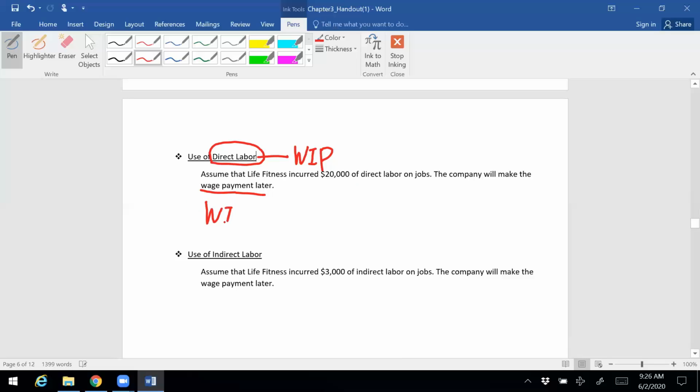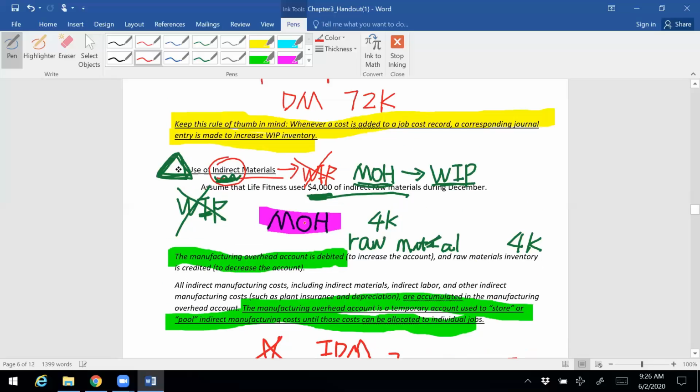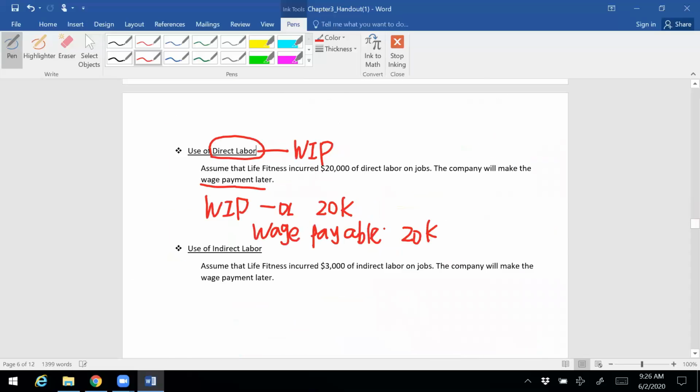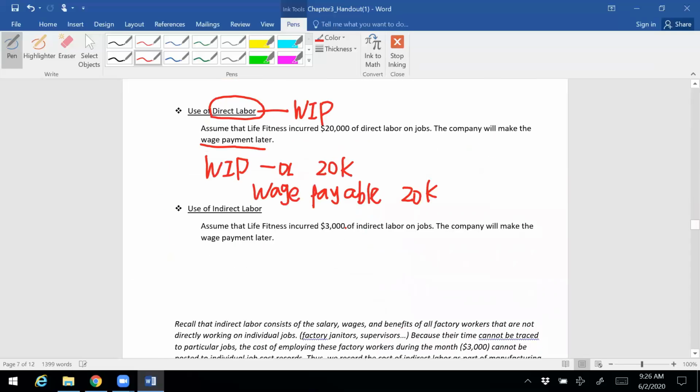So we have work in process. I put direct labor here just to make sure it's direct labor, and then we have wage payable, 20,000. So this is direct labor 20,000, and wage payable is 20,000.